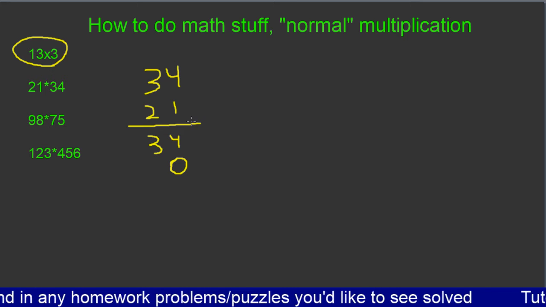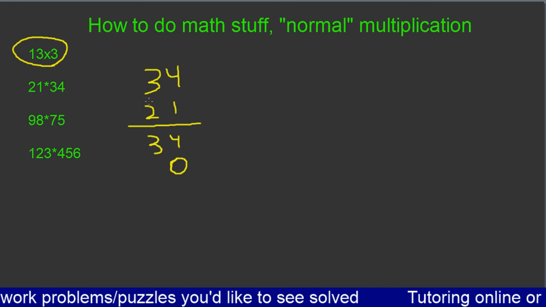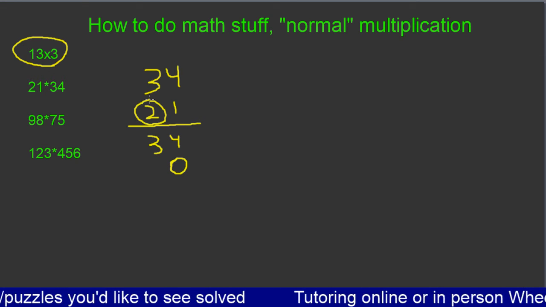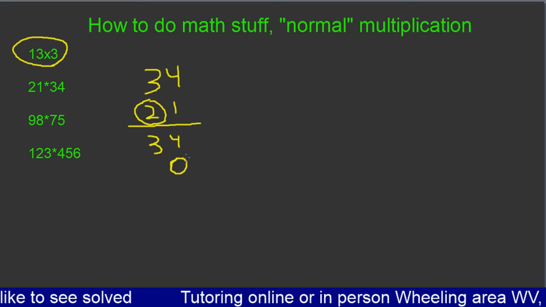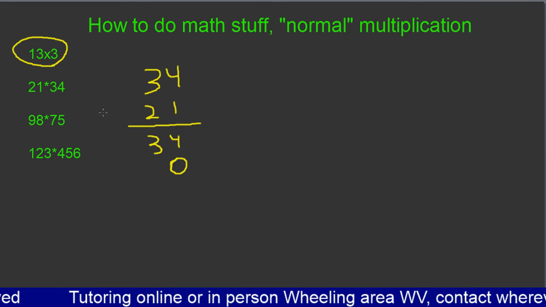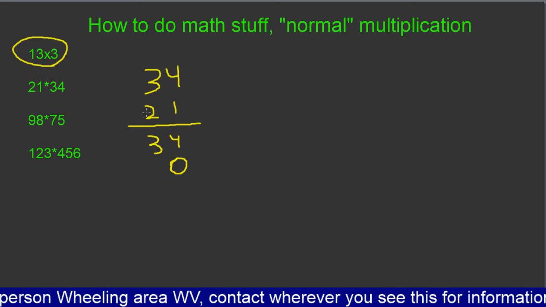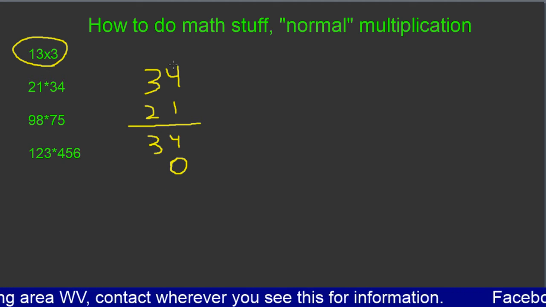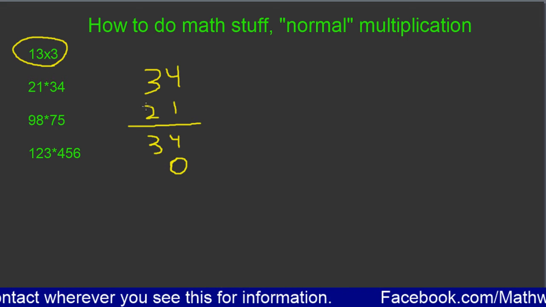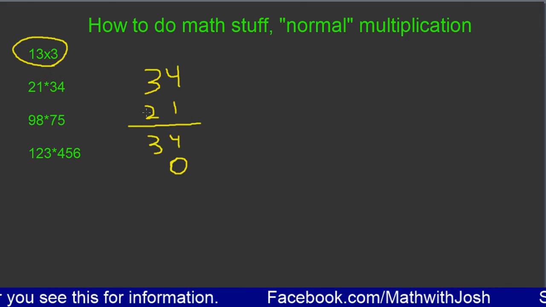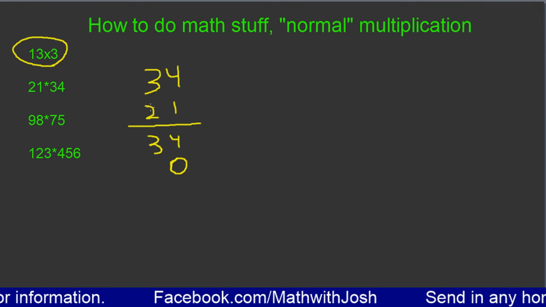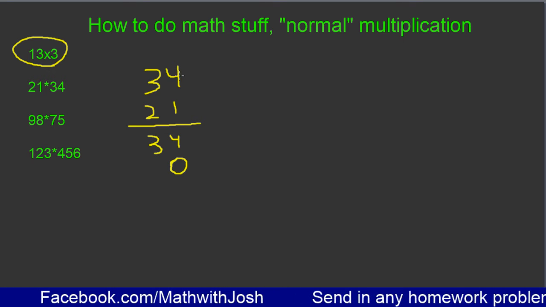So on the first digit, there's no 0 added. On the second digit, we put a single 0. And if there were a third digit, we would end up with 2 zeros. We'll see one of those in a minute or two. So we put our 0, because we went to the second digit. And now we just do 2, our second digit, times 4.